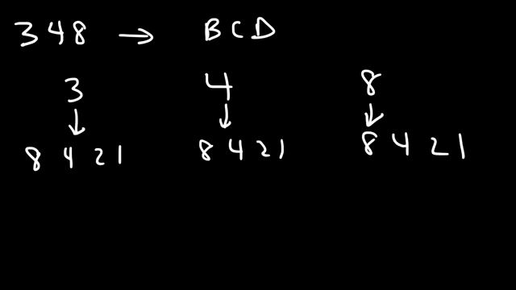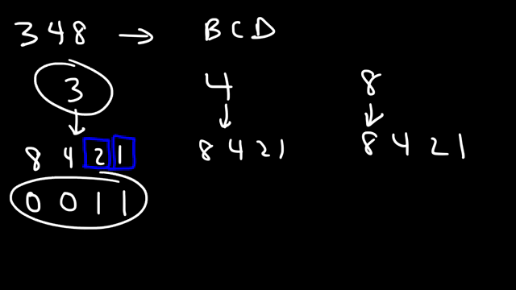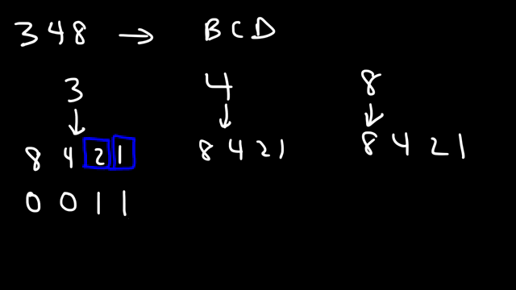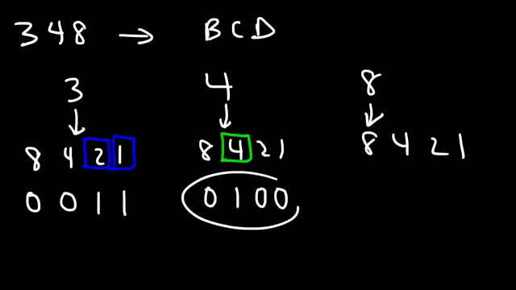Now, to get 3, we need to add up 2 and 1. And so every number that's highlighted, replace it with a 1. The numbers that we don't use, replace it with a 0. So the binary number 0011 correlates to 3. Now, to get 4, we only need to use 4. So we only need to replace that with a 1. Everything else, replace it with a 0. So 0100 correlates to 4.